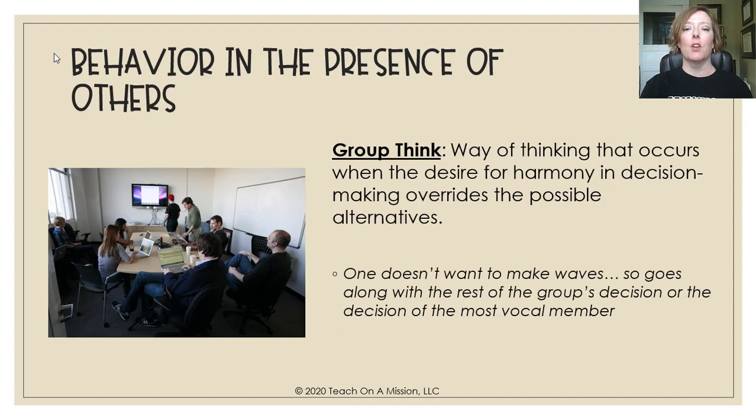Groupthink is a way of thinking that occurs when the desire for harmony in decision-making overrides the possible alternatives. Basically, you don't want to make waves, so you go along with the rest of the group's decisions, or the decision of the most vocal members, because you just don't want to go there. And that is it for social influence.